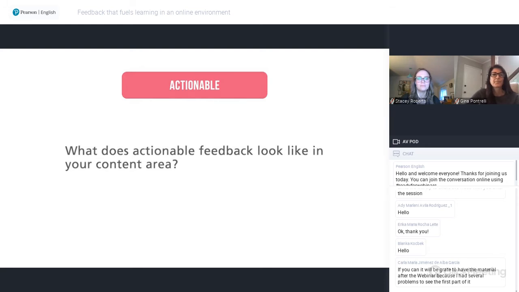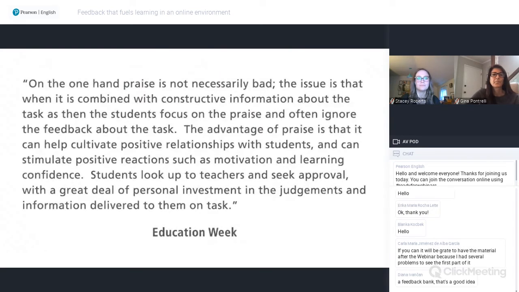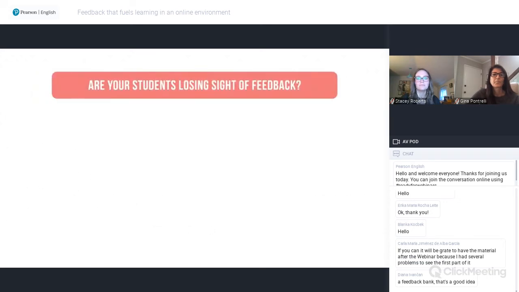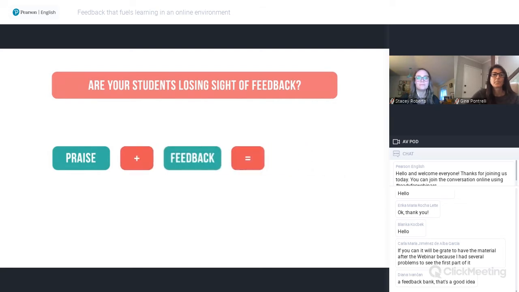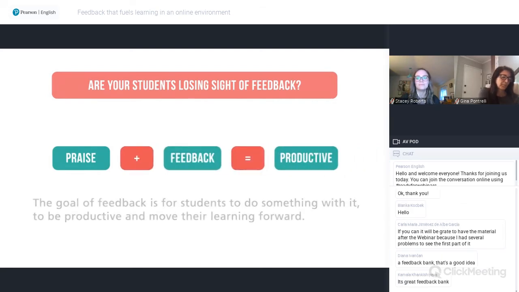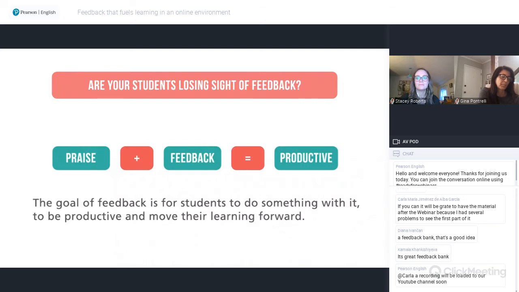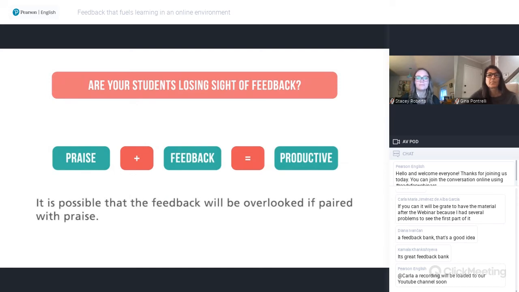To help you determine if your feedback is actionable, read this quote from Education Week. While both praise and feedback are important elements, use this formula to see if your students are losing sight of the feedback in the mix of praise. Does the praise and feedback equal the student doing something with the feedback? The goal of feedback is for students to do something with it, to be productive, and move their learning forward. Without those next steps, it is possible that the feedback will be overlooked if paired with praise, and you may want to consider a way to separate them.